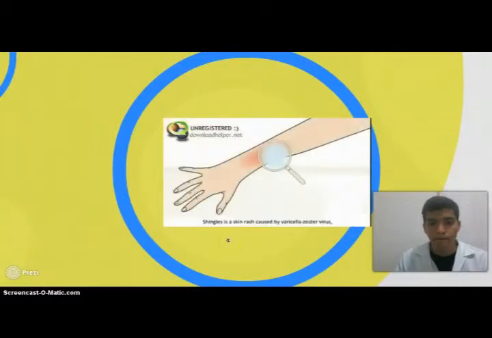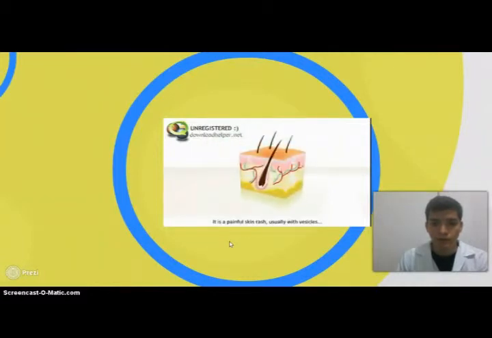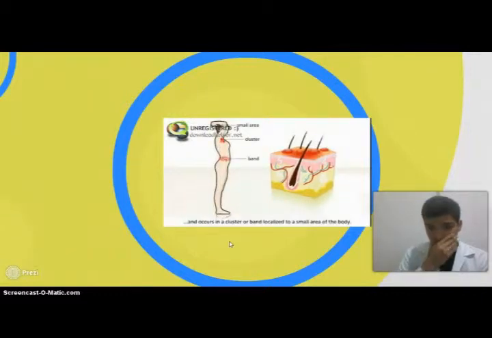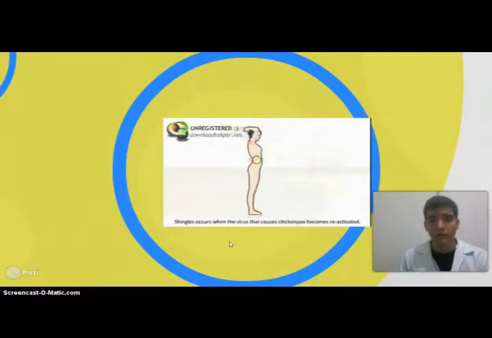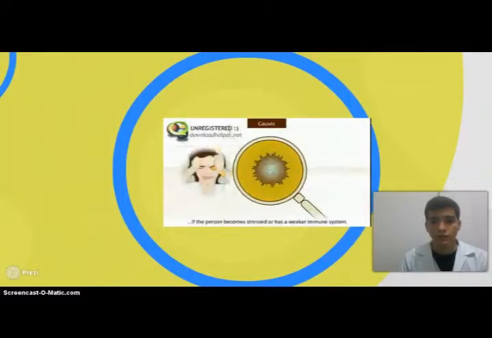Shingles is a skin rash caused by varicella zoster virus, the same virus that causes chickenpox. It is a painful skin rash, usually with vesicles, and occurs in a cluster or band localized to a small area of the body. Shingles occurs when the virus that causes chickenpox becomes reactivated. After one recovers from chickenpox, the causative virus becomes dormant in the nerve roots. In some people, it remains dormant forever, while in others, the virus gets activated if the person becomes stressed or has a weaker immune system.